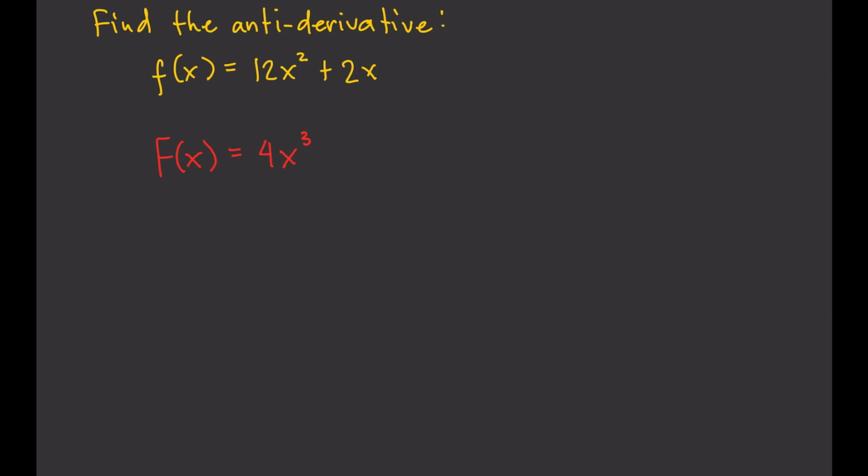Now what about plus 2x? What function gives us 2x when we differentiate? That would be x squared. Now this in itself is an antiderivative, because if you find the derivative of this function, it will give you this. But again, that's not the only antiderivative. There are infinitely many antiderivatives.